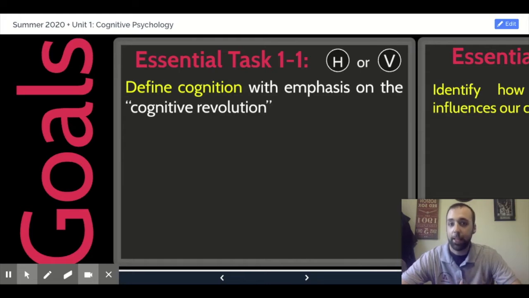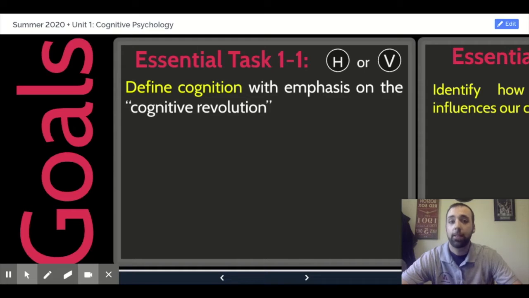First, you will notice that each essential task is numbered. It is numbered by the unit and then the task corresponding to that unit. Essential task 1.1 simply means that we are on the first essential task of the very first unit. To the right of that, you will notice the letters H and V in circles. That indicates that this concept map can easily be done on a piece of white paper held either vertical or horizontal. It truly doesn't matter. The information is presented in a way that's either short or presented in a way that can be held either.